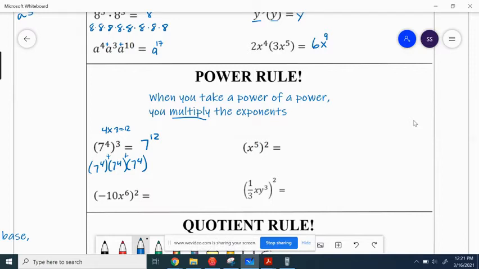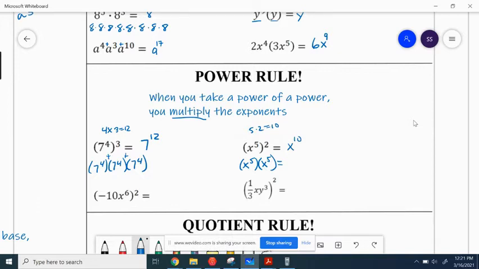How about the next one? x to the 5th squared. Again, this is x to the 5th times x to the 5th. All right, and we know from the product rule that this would just be 5 plus 5, right? But the faster way to do this would be to recognize we can just multiply our exponents and get 10. So this is x to the 10th power.